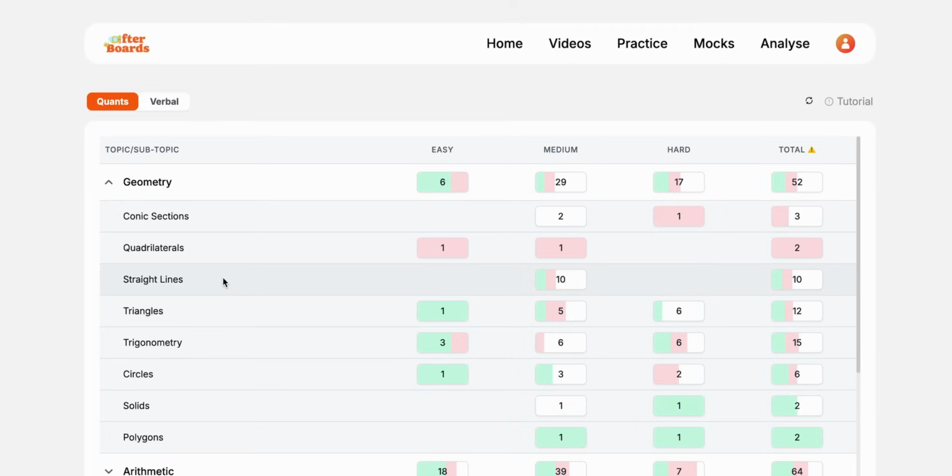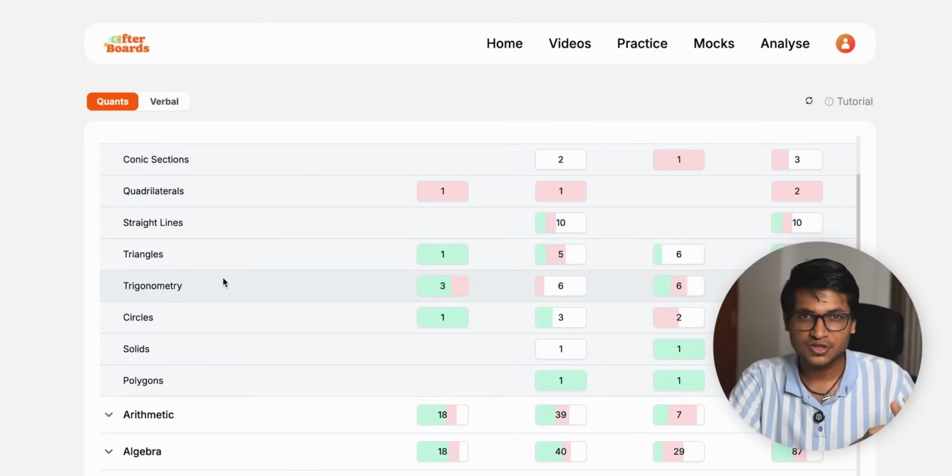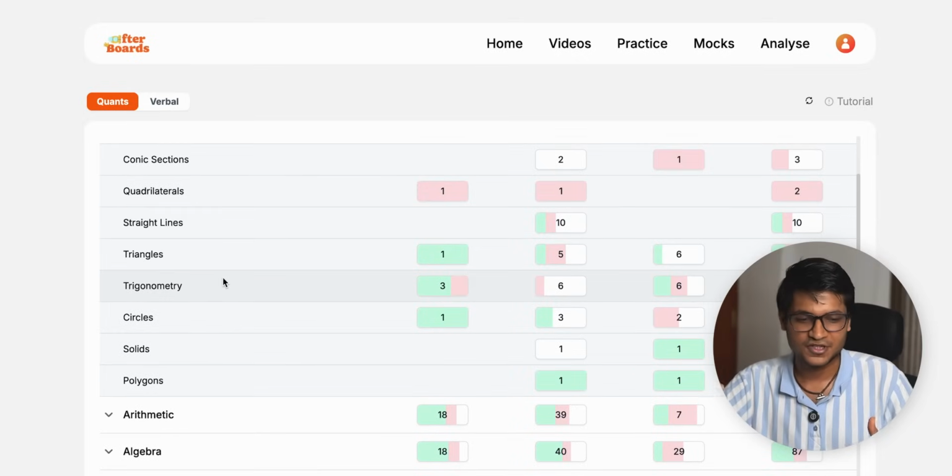This is what the analytics show. No other platform provides such detailed drill-down analytics to you. This will help you identify where you need to spend time to become more effective and efficient.